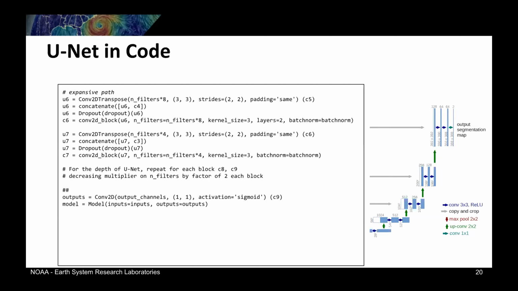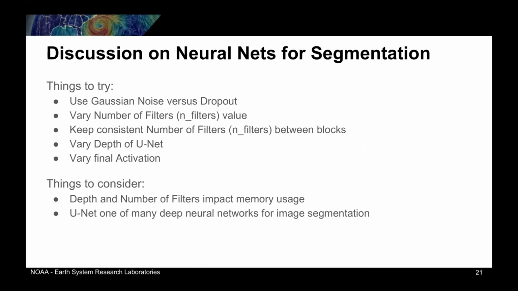And so that's kind of the code that goes around a UNet. You can find many examples online, and I have a tutorial linked in the notes here if you want to step through it in a Python notebook on your own. A couple things to consider going on to the next slide here, slide 21, discussion on neural nets for segmentation. We have a couple different things to try.